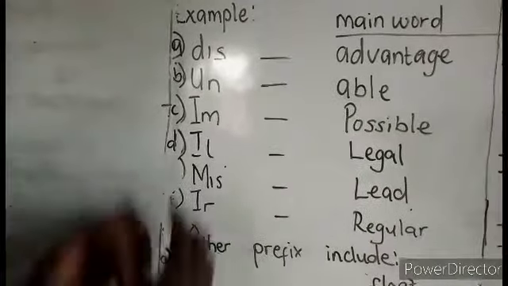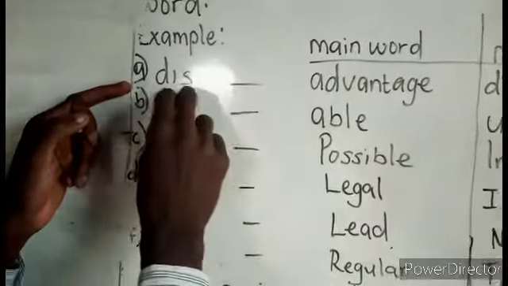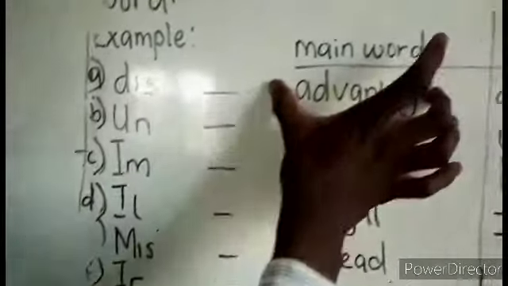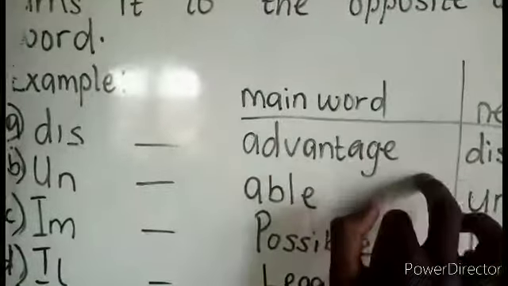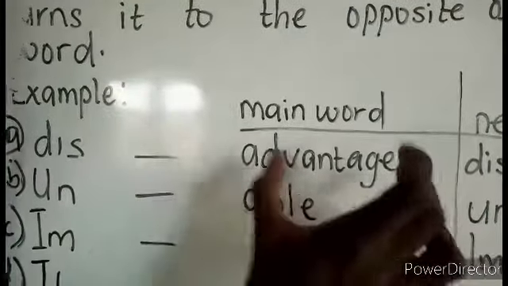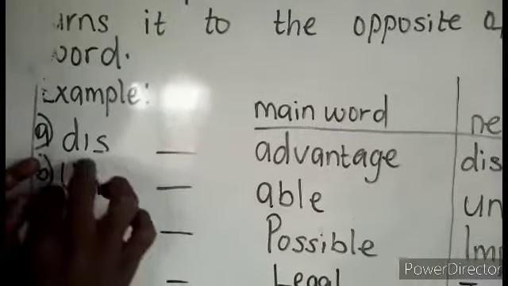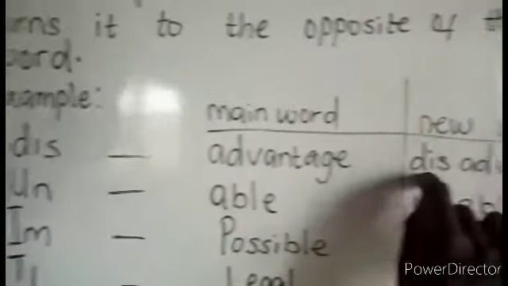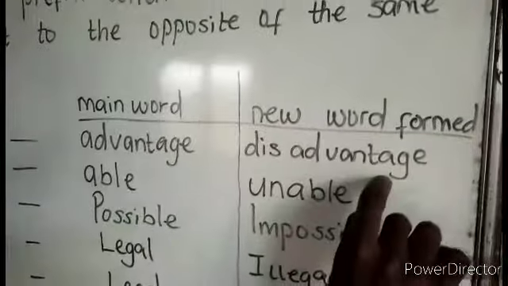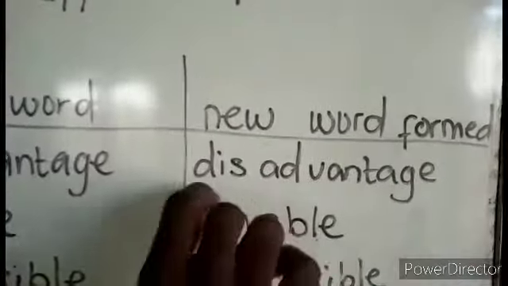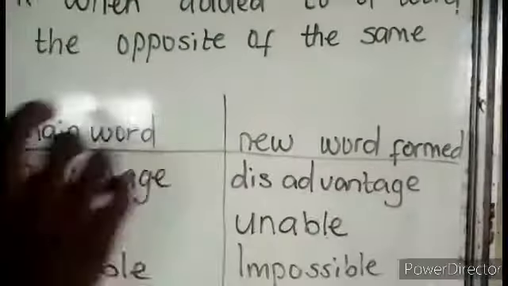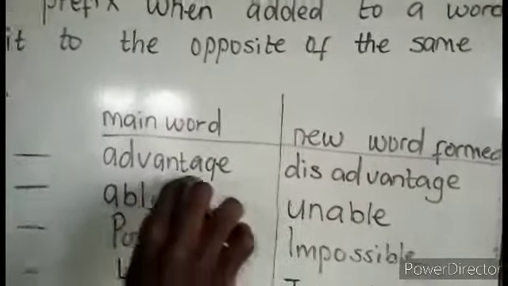Let's take for example the first one, dis. Our main word here is advantage, which has its own meaning peculiar to it. But by the time we add dis to it, it gives us what? Disadvantage, which is the opposite of the meaning of advantage.